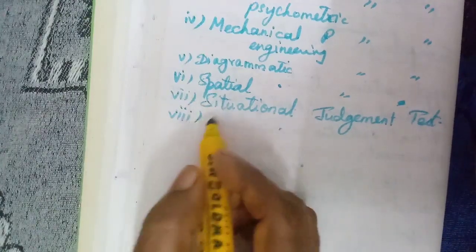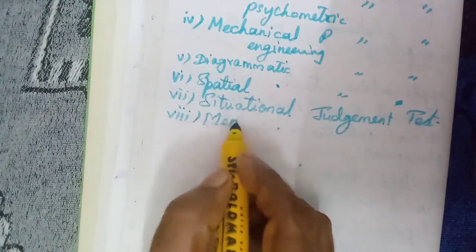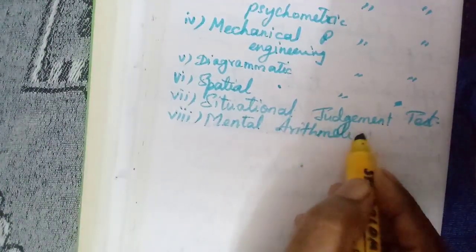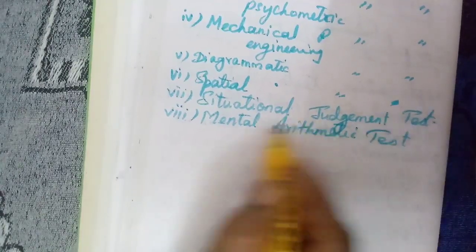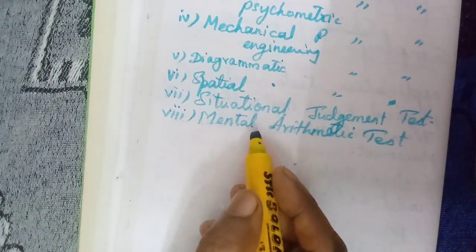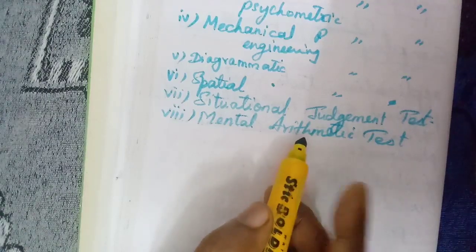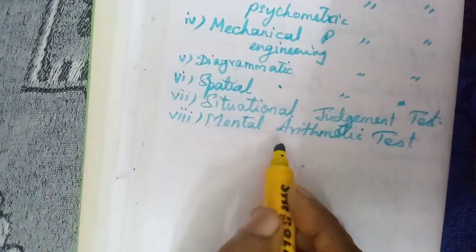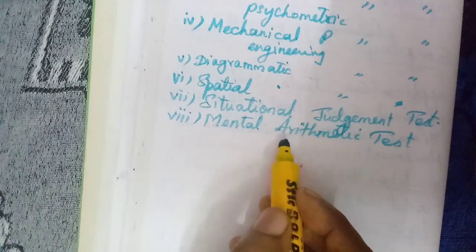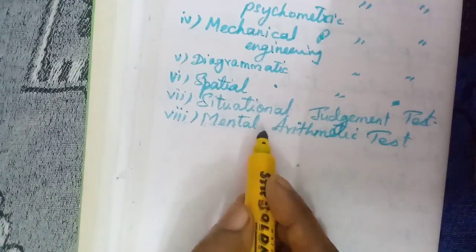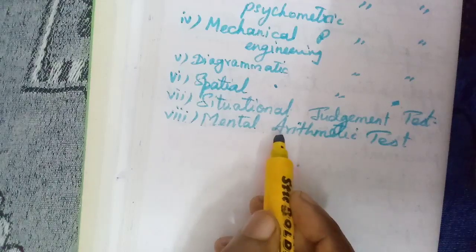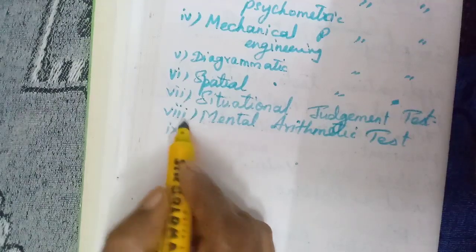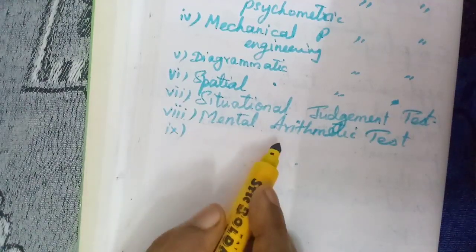Then the next one, mental arithmetic test. We know arithmetical operations: addition, subtraction, division and multiplication. In this test, they check their speed of doing these arithmetic operations, how fast they do the calculations, whether they do addition, subtraction, multiplication very fast. That will be checked in this mental arithmetic test.